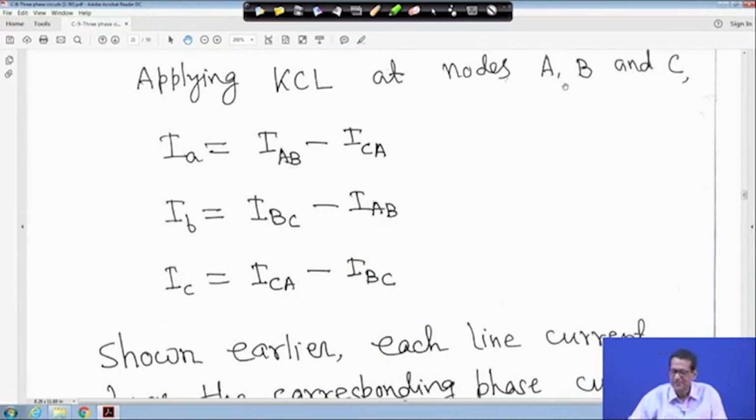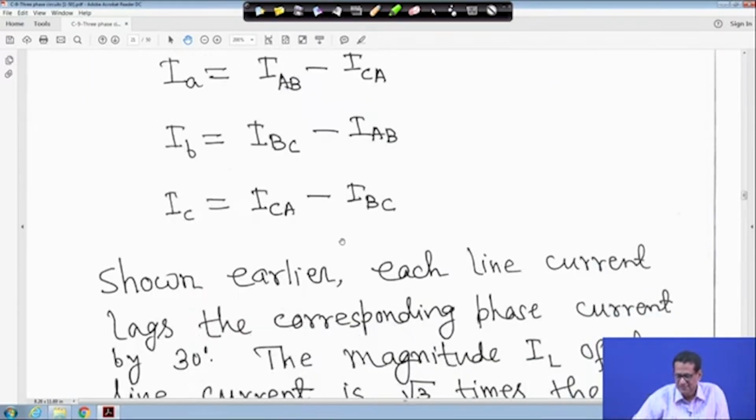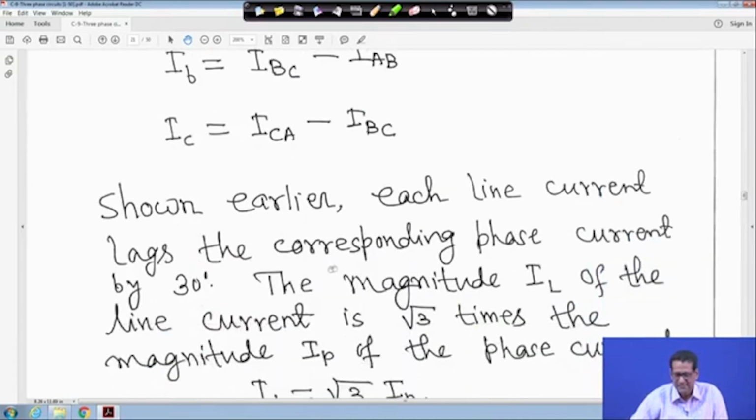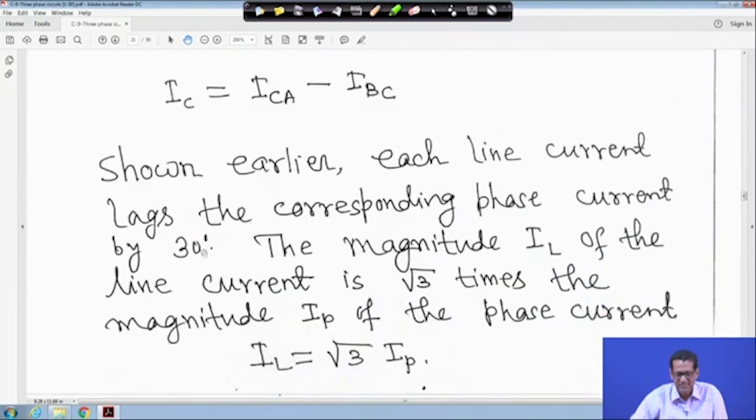Therefore, applying KCL at nodes A, B, C, same as before, you will get IA is equal to IAB minus ICA, IB is equal to IBC minus IAB, and IC is equal to ICA minus IBC. Just draw the circuit diagram first, then listen to this video lecture, and do it on your own, right. It is already shown earlier that each line current lags the corresponding phase current by 30 degree.